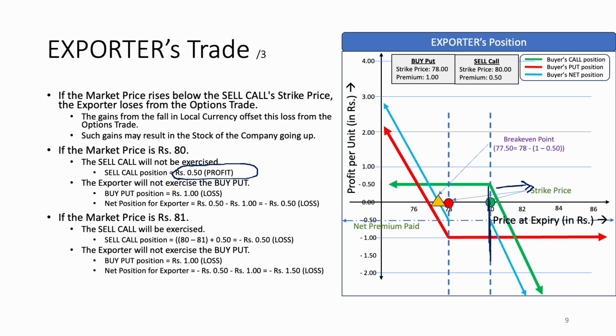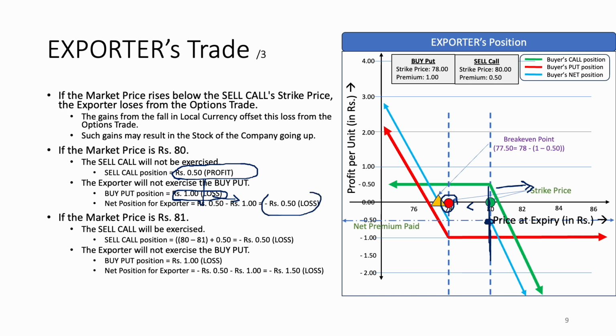Also, the buy put will not be exercised because the buy put strike price is less than the market price. So the buy put will not be exercised, and as a result, our investor will make a loss of 1 rupee. Now, the net position of that is that he will make a profit of 50 paise and make a loss of 1 rupee. So he makes a net loss of 50 paise. That is, he is here.